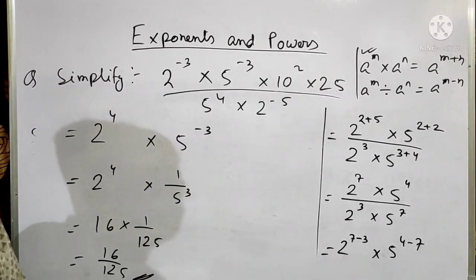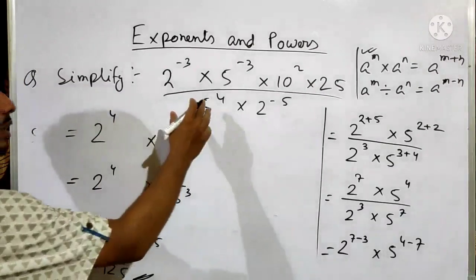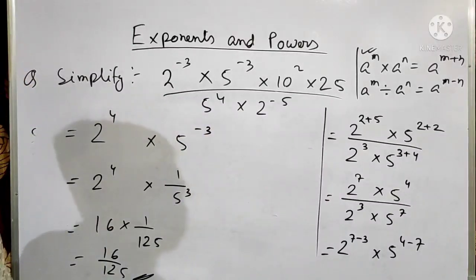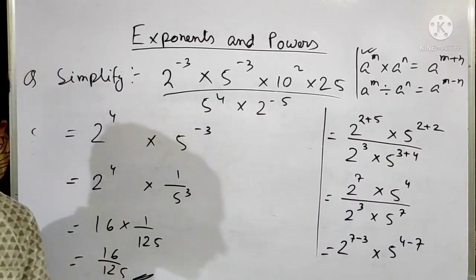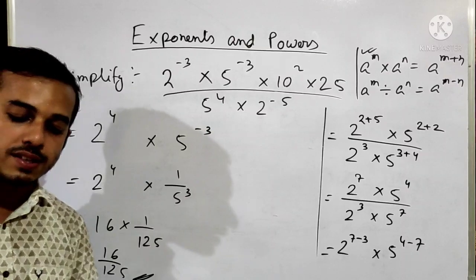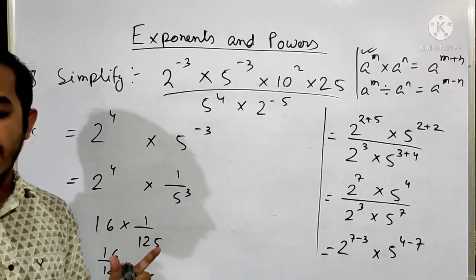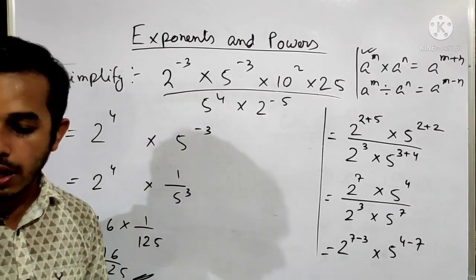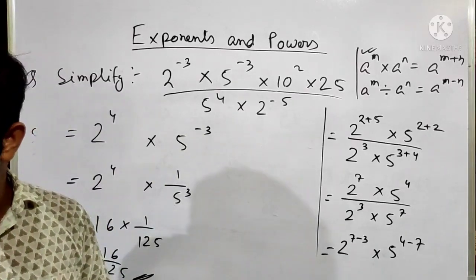Okay, I hope this is clear to you, right? How to simplify an expression. Now let's move to our next question, that is question number 4 of our exercise 2.2. Here the question is: find out the value of m. Okay, here we have to find out the value of m.